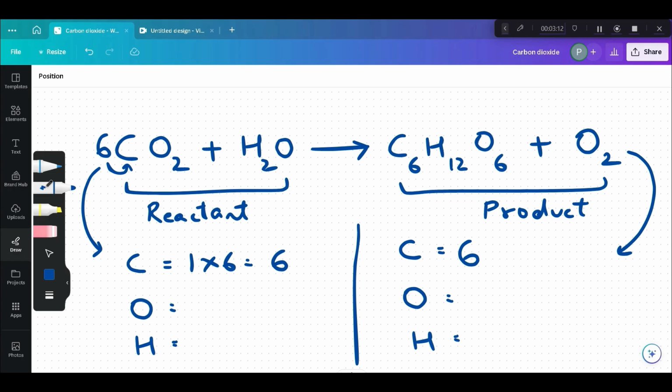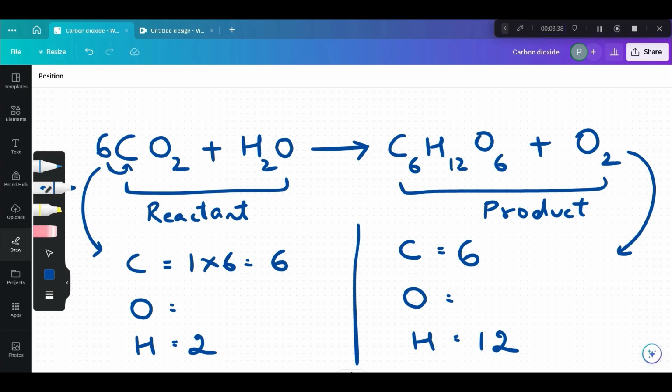So how many hydrogen atoms do we have from the reactant side? 2. So you can write that 2 over here. And how many are there from the product side? How many hydrogen atoms are there? We have 12. So you can write down 12 over here. So 2 over here and 12 over here. And as you can see, you need to balance this as well.